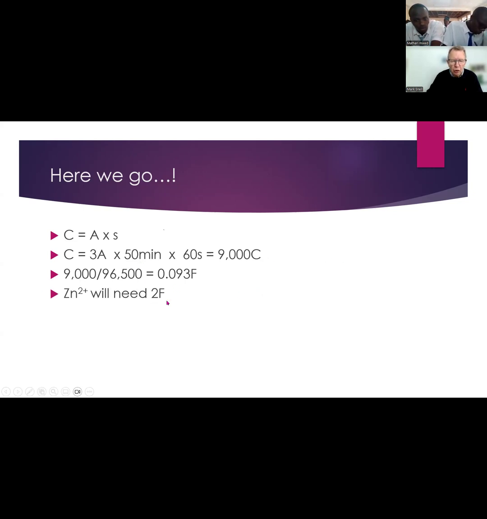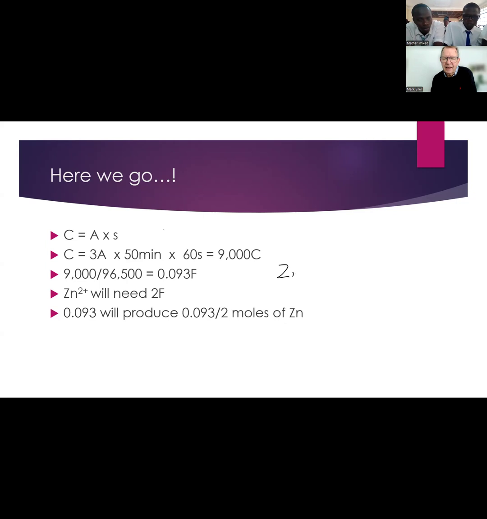Zinc will need 2 Faradays for each 1 mole of zinc. So 0.093 will produce half as much of zinc. Yeah, I hope everybody's got that. Because it's Zn2+ plus 2 electrons. Please don't write on my screen. Please do not do that.